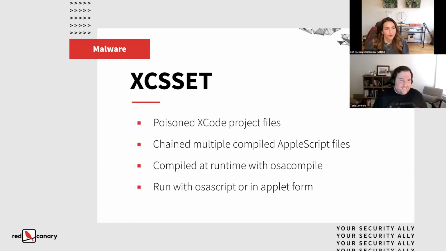So the first one is XCSSET. XCSSET, you've probably read a little bit of documentation from Jamf and Trend Micro. They have probably the best combination of documentation on XCSSET altogether. This threat is distributed as poisoned Xcode project files. The targets are opportunistic. The targets are developers. The idea is that a developer goes out to GitHub, goes out somewhere else, pulls down a project that's infected. When they try to build the project, it pulls down some AppleScript code and tries to execute it.